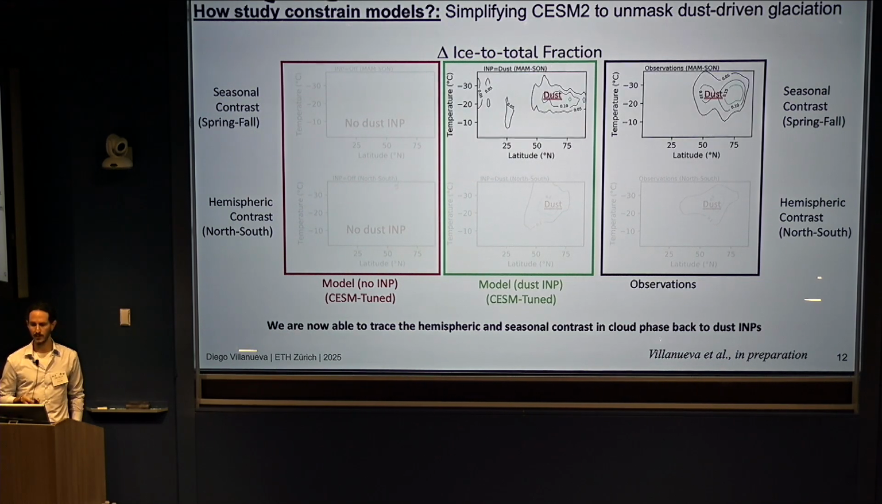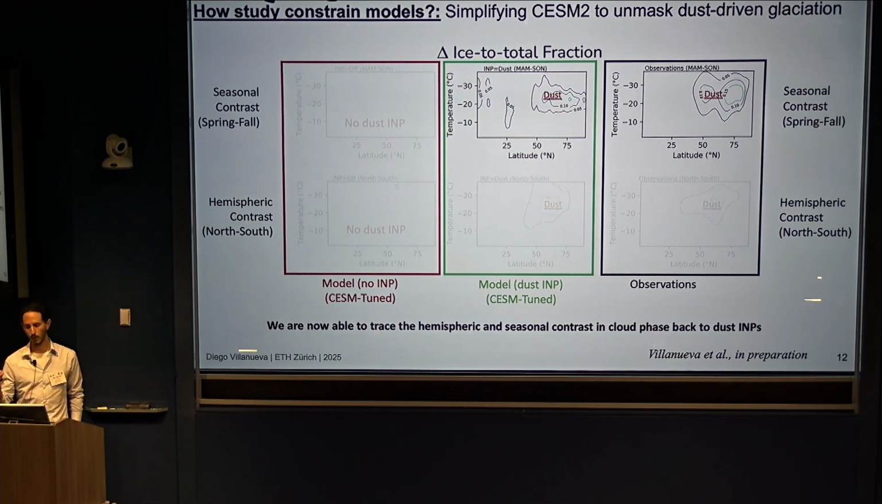So if we look at this seasonal contrast, so this idea that we expect more ice clouds in spring, we see that the model here on the green box does a really good job at replicating the observations that we see here on the black box, just at the latitudes and at the temperatures where we expect from satellites to have this really strong contrast. Also, the intensity matches quite well what we see from observations.